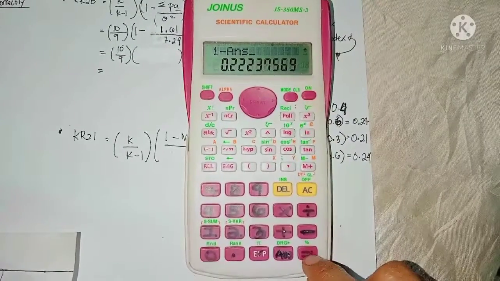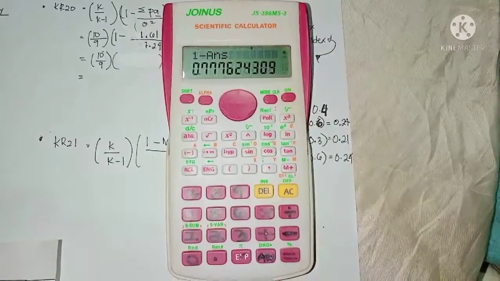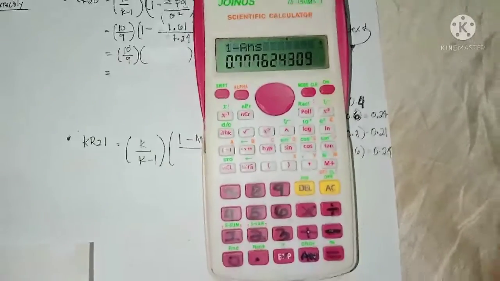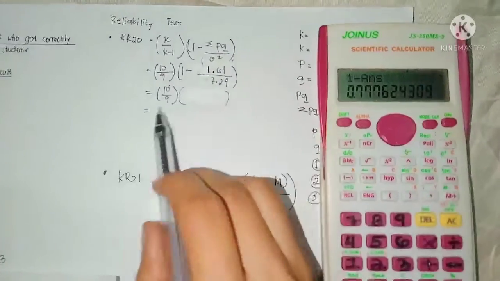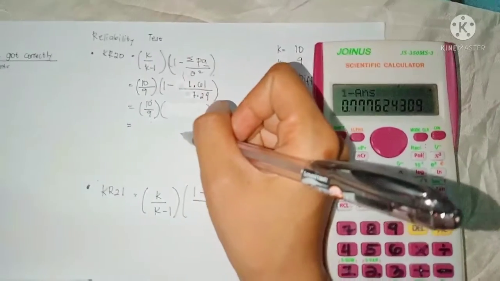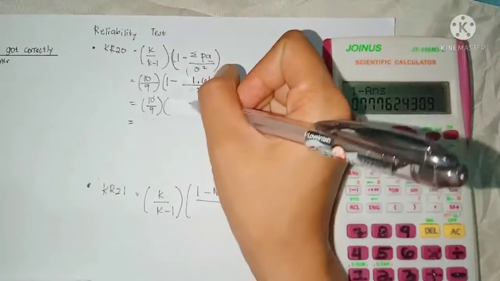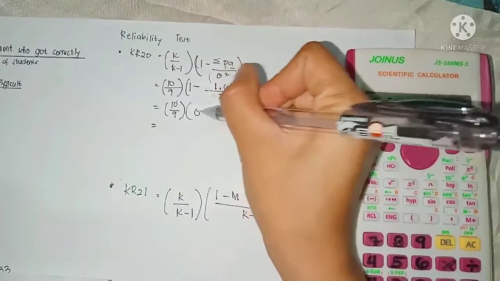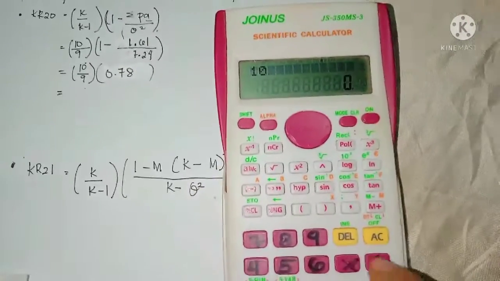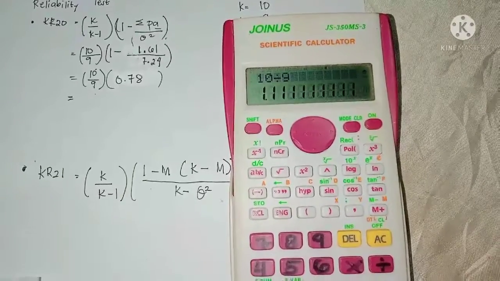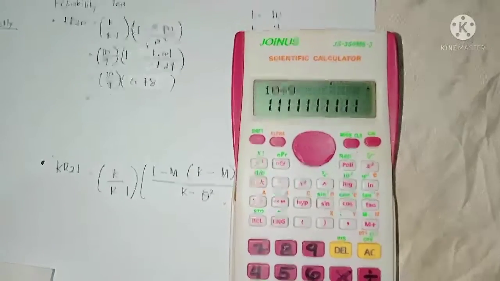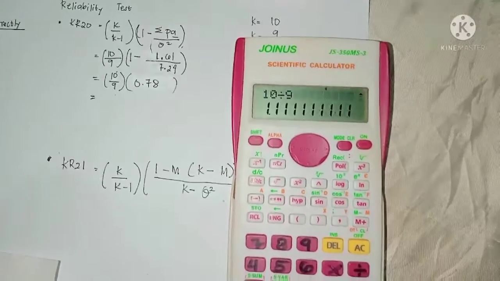So we have 0.77, and we have to round it off. So we have 0.78. Let's copy the 10 divided by 9 and then the answer of 1.61 divided by 7.24, which is 0.78. So our last step is we have to divide 10 by 9, equals to, and let's multiply it by 0.78.